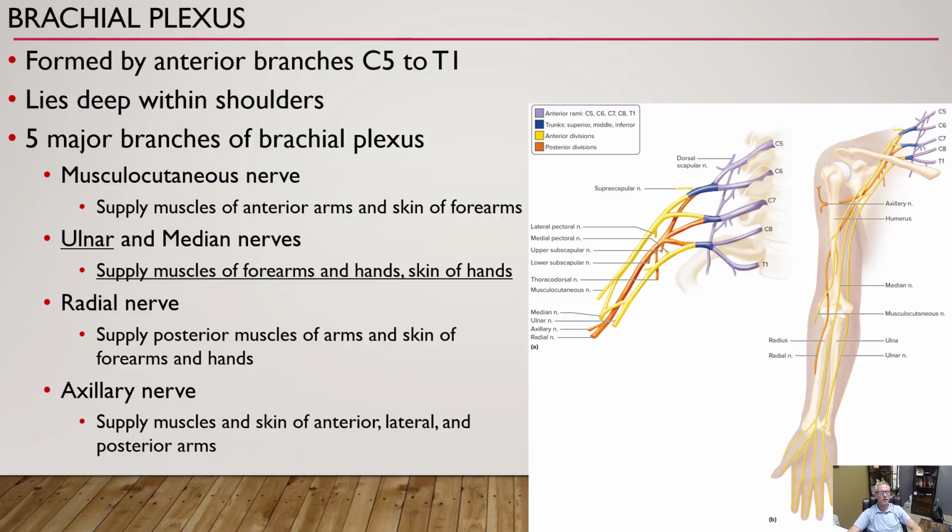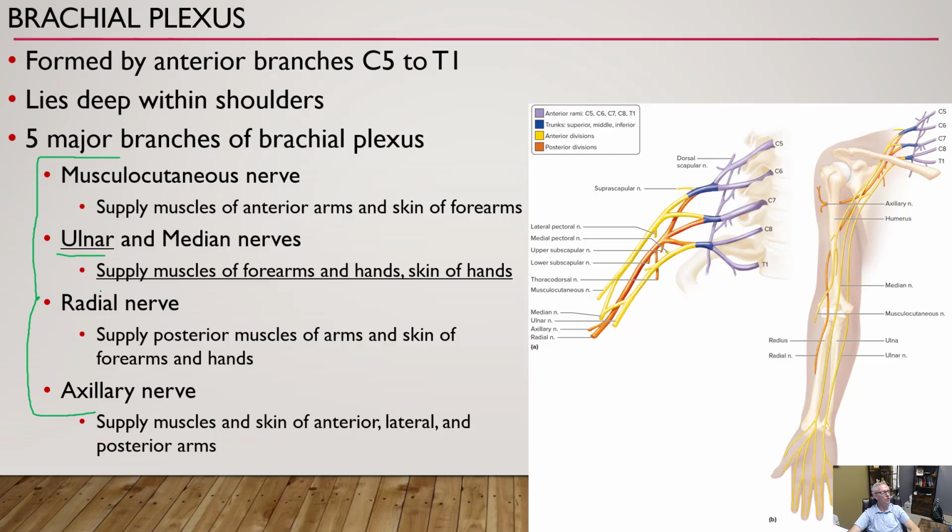Your brachial plexus is C5, C6, C7, C8, and T1. These nerves will join together, come apart, join together, come apart, and eventually form the musculocutaneous nerve, your ulnar, median nerve, your radial nerve, your axillary nerve.